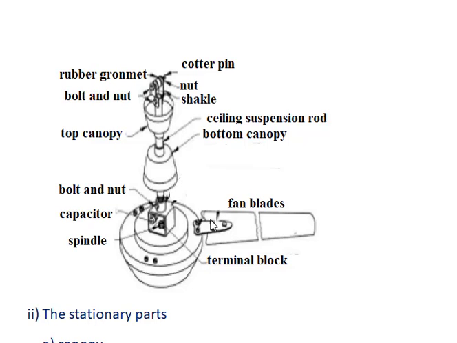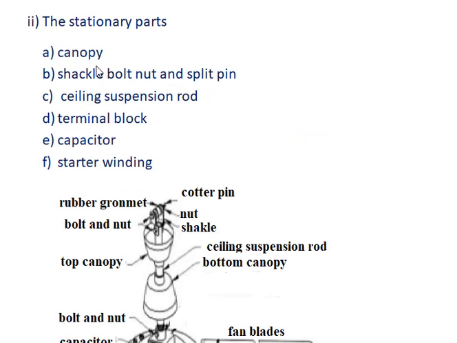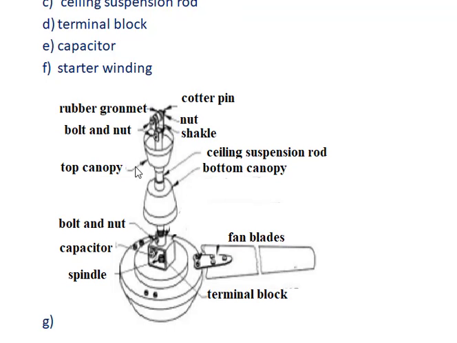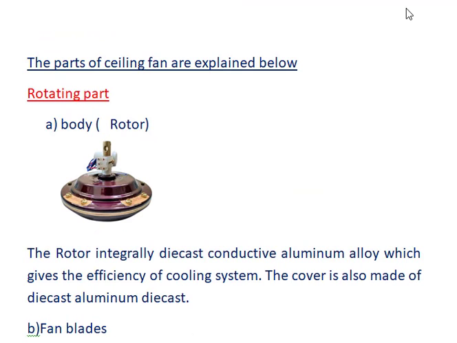The rotating parts are the main body, the fan blades, the bearing inside this body, and the squirrel cage, etc. The stationary parts are the canopy, shackle bolt, nut and split pin, ceiling suspension rod, terminal block, capacitor, and starter winding. They are shown here. See this one. The top canopy, the capacitor is present here. The bolt nuts and the bottom canopy, they are the stationary parts.